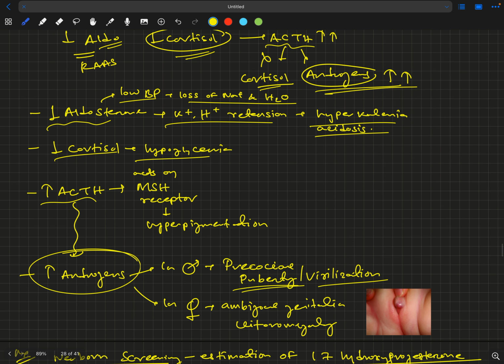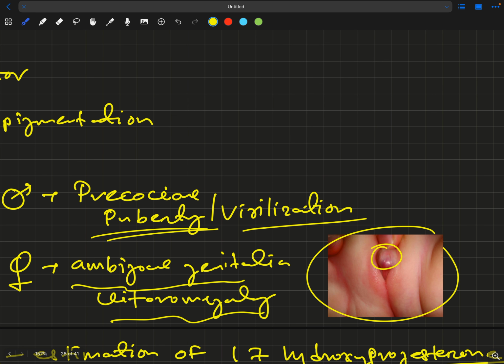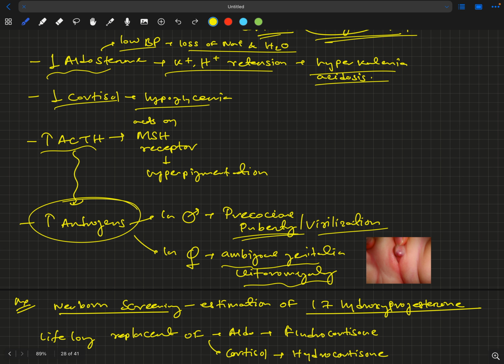In case of female, if there are more androgens while the female fetus is growing inside, even if it is XX, there will be ambiguous genitalia or clitoromegaly. So this is a picture of ambiguous genitalia, there is clitoromegaly. The vagina is female, but the clitoris size is increased. This is clitoromegaly or ambiguous genitalia due to increased androgens in a female.